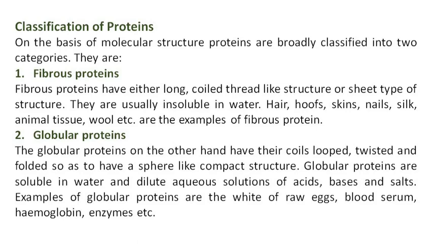Globular proteins. The globular proteins, on the other hand, have their coils looped, twisted, and folded so as to have a sphere-like compact structure. Globular proteins are soluble in water and dilute aqueous solutions of acids, bases, and salts. Examples of globular proteins are the white of raw eggs, blood serum, hemoglobin, enzymes, etc.